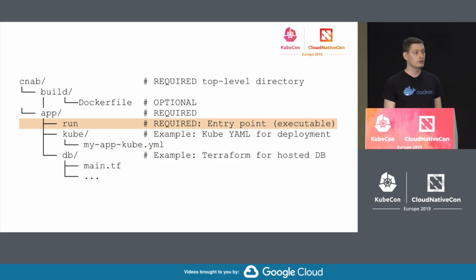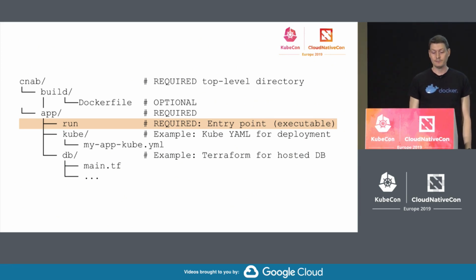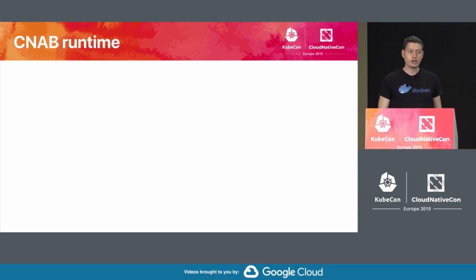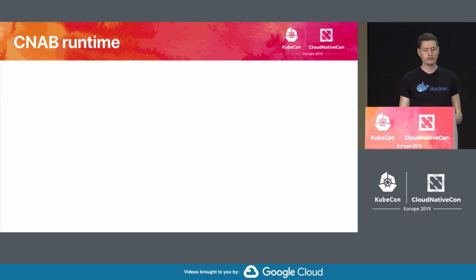You then have this run executable, which is what you need to make the entry point of the installer image, which can either have the tooling built inside, or it could just be a shell script that does something else. OK, so now we have these two parts already. We have the bundle.json, or the bundle definition, and the invocation image.